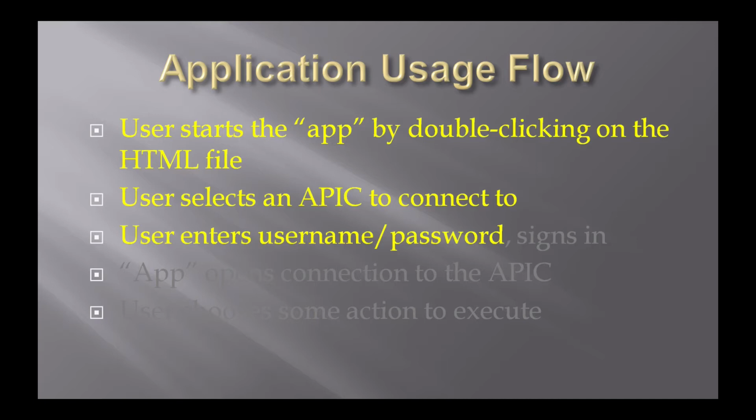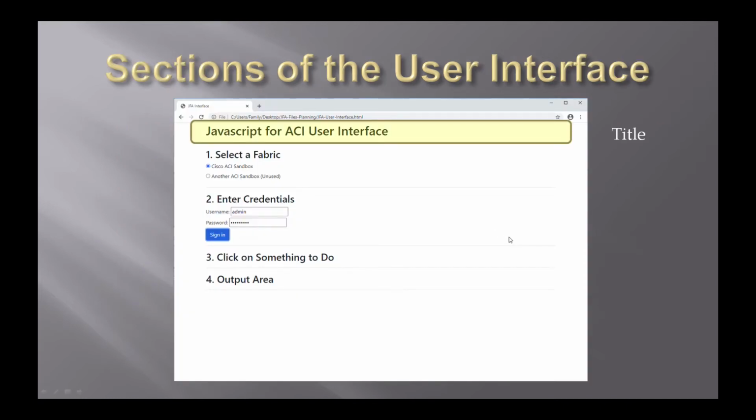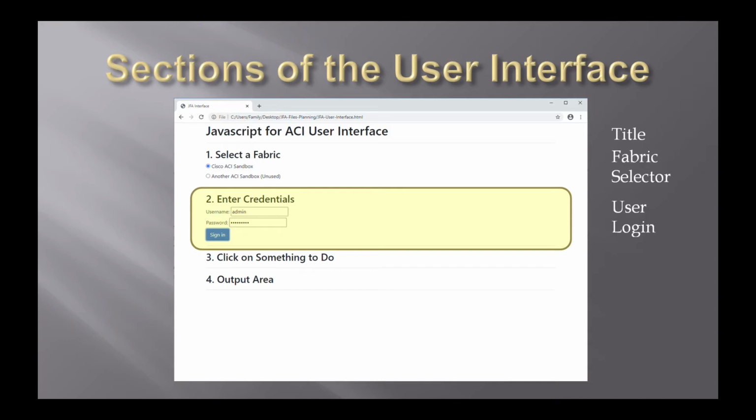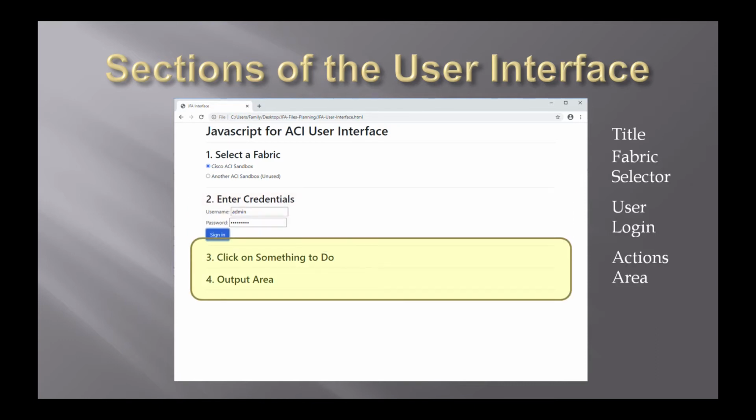So, going back to the page, we'll put a title at the top, and we'll just use JavaScript for ACI user interface. Here is where the user will select a fabric, and in reality that's a single API. Here is where the user will enter their username and password for that API, along with the sign-in button to kick off the connection. These last 2 sections, like I said, will be where we can put buttons to start some actions we might want to do with that API.